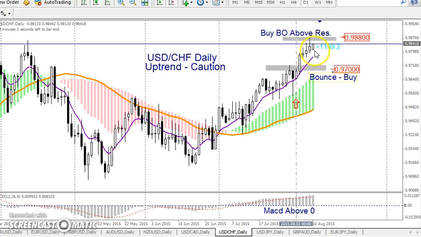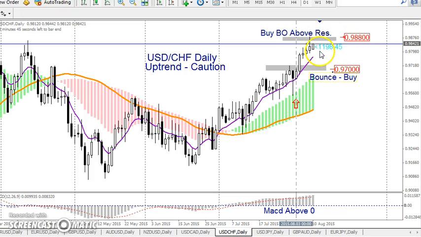The US Swiss franc is similar. It is already going higher. So similar to the USDCAD, we're waiting for a breakout and buy the breakout above the resistance, which in this case is the 9880 and 9900 area. Okay, so that's fairly simple.